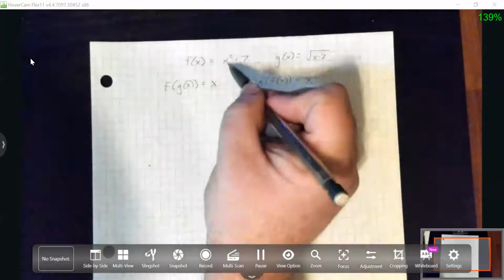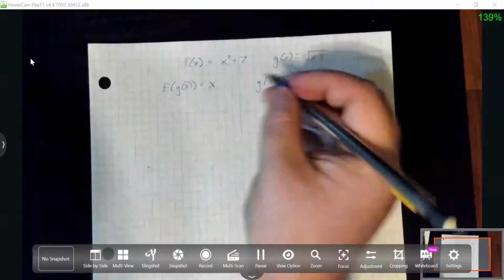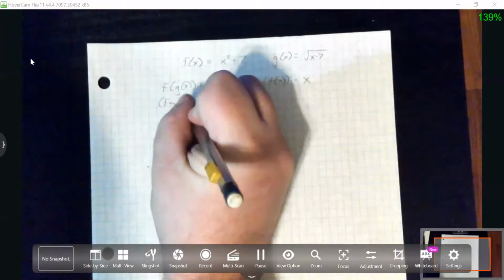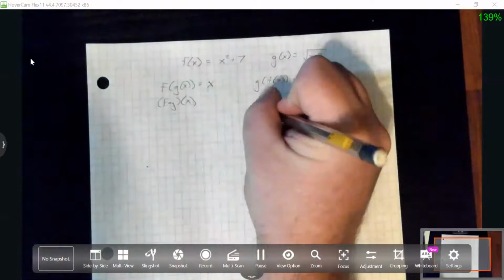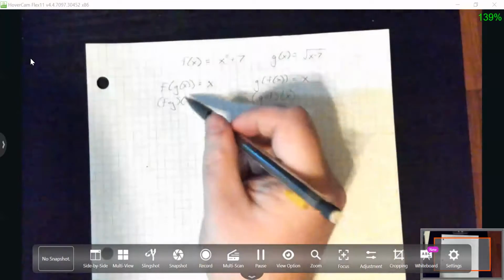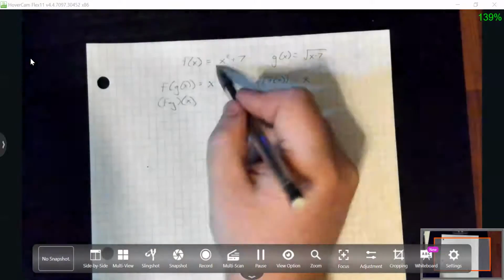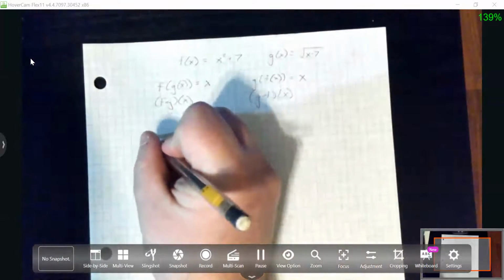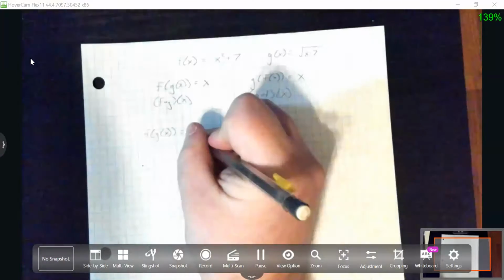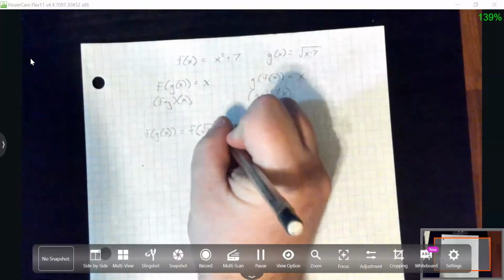So to find f of g of x, I'm going to take g of x and I'm going to put it inside f of x. Remember the other notation that we used was sometimes this one, and that meant the same thing. So again, f of g of x, I'm going to take g of x, I'm going to stick it right inside of f of x. So f of g of x, that is f of, my g of x is square root of x minus 7.